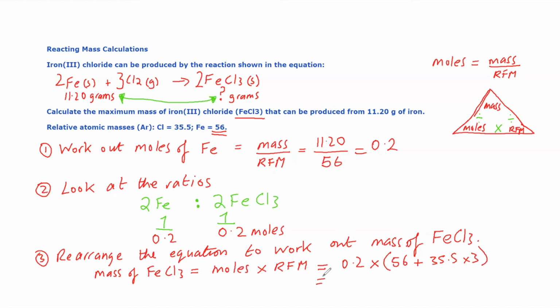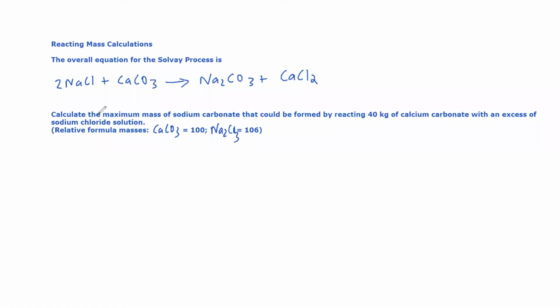I'm going to add up the brackets. What's inside the bracket? That's 162.5. Multiply the two numbers together and I get 35.2 grams. And as I'm doing these, the questions are getting quicker and quicker.